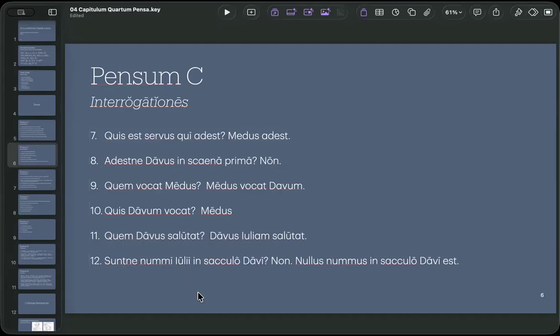Latin likes to go from the general to the specific. So Numi, coins, well, that's general. Numi Julii, now we're being specific. And then in Sakulo, the sack, that's general. And Sakulo Davi, it would be the more specific. The genitive follows the nominative in these cases, though it doesn't always have to. Well, that's right, Sakalo is not the nominative, but anyway, the genitive follows whatever the noun is.